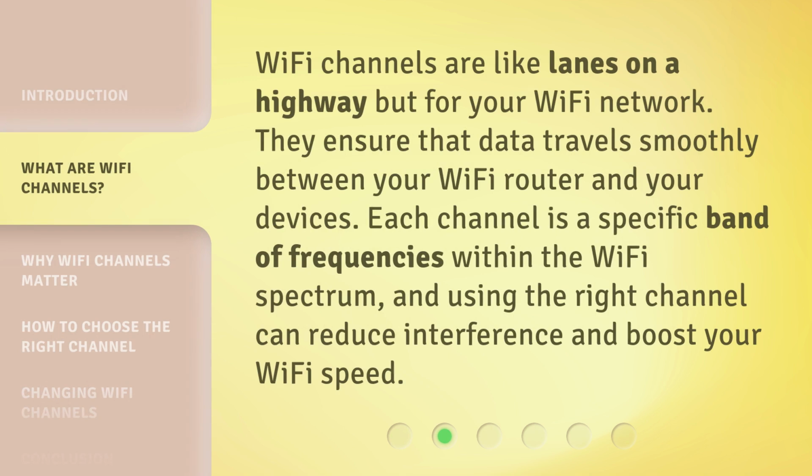Wi-Fi channels are like lanes on a highway but for your Wi-Fi network. They ensure that data travels smoothly between your Wi-Fi router and your devices. Each channel is a specific band of frequencies within the Wi-Fi spectrum, and using the right channel can reduce interference and boost your Wi-Fi speed.